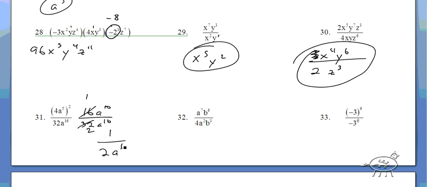Okay, this one is just battle here. The 4's on the bottom. The north wins with the a's by 5. B, the north wins by 3. So a to the 5th, b cubed over 4.